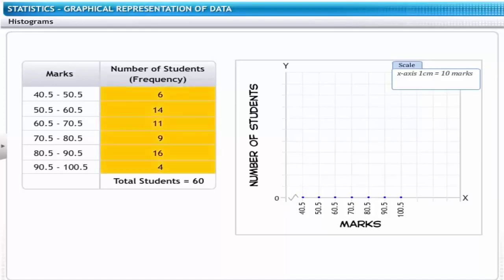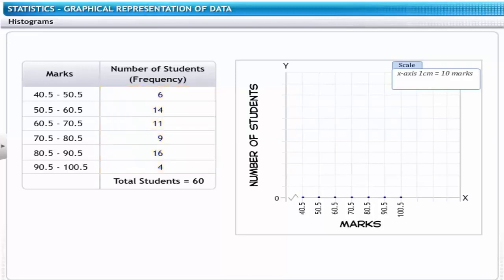Next, we look at the maximum number of students to decide on a suitable scale for the y-axis. The maximum value is 16, so we can choose a scale of 1 centimeter equal to 2 students and mark 10 such points on the y-axis to represent a maximum of 20 students.